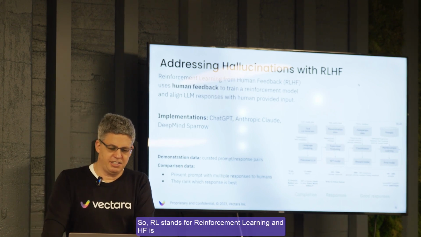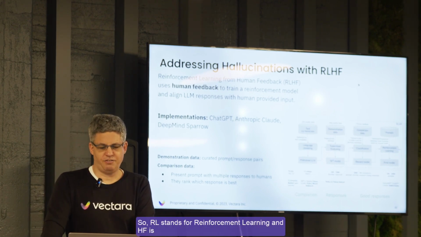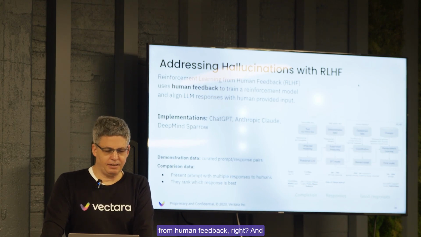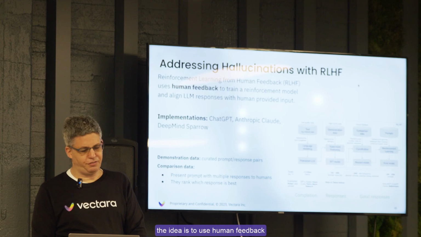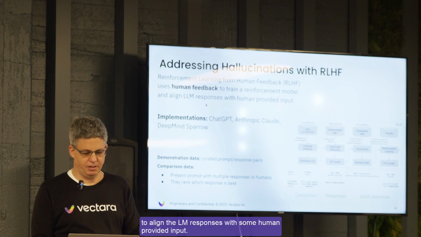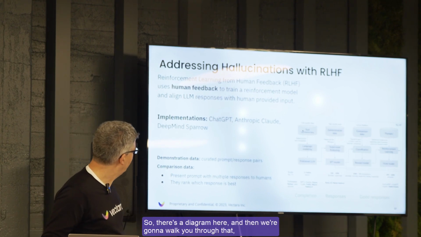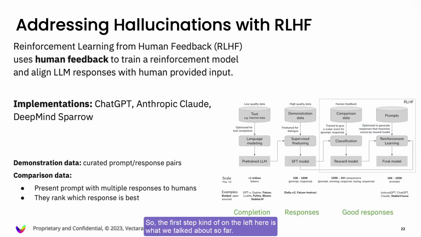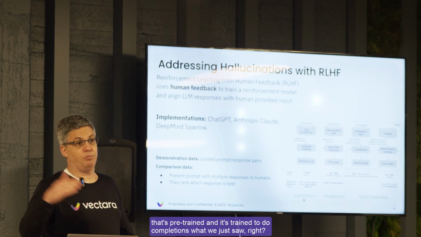RL stands for reinforcement learning, and HF is human feedback. The idea is to use human feedback to align the LLM responses with some human-provided input. There's a diagram here, and I'm going to walk you through it. The first step, on the left here, is what we talked about so far. GPT-2, GPT-3, all these models, everything I told you about is just this left side. You take the text and train it to create a pre-trained language model, and it's trained to do completions, what we just saw.